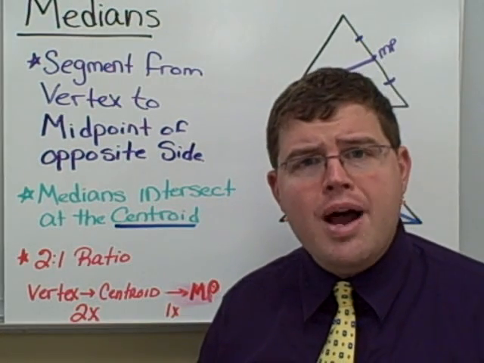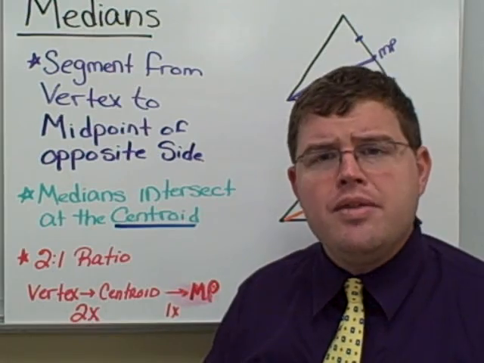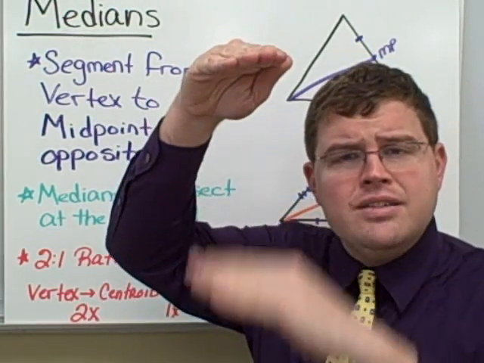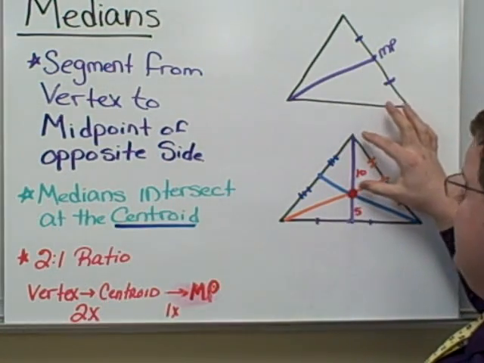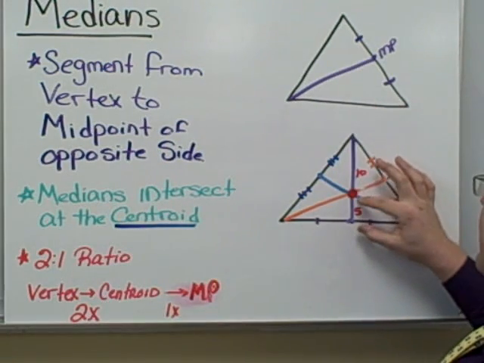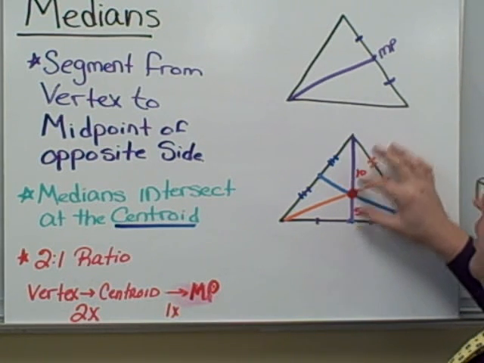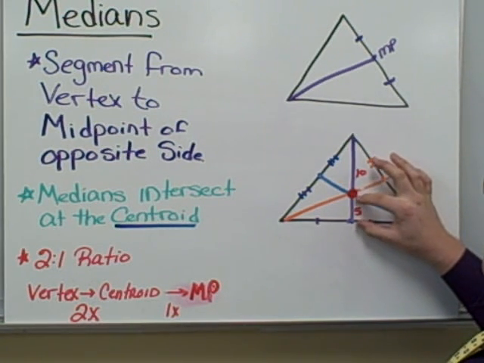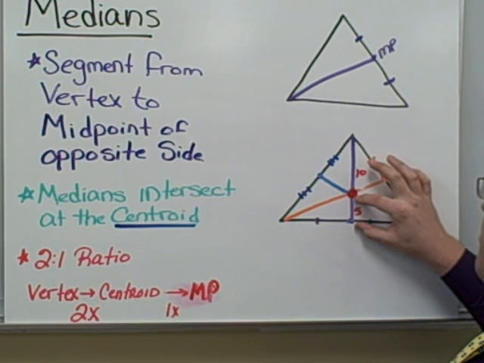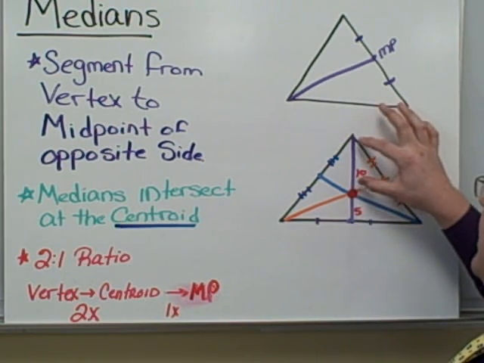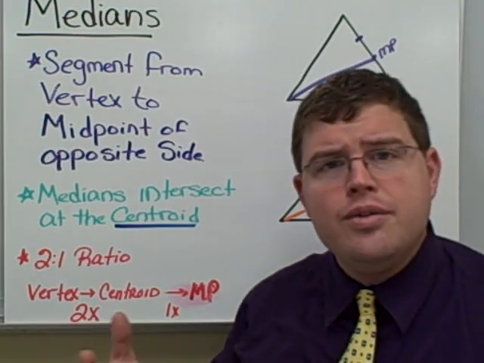The very cool property that comes with the medians is that the distance from the vertex to the centroid is twice as long as the distance from the centroid to the side of the triangle. They're in a 2-to-1 ratio. If from the centroid to the side of the triangle is 5 units, it's 10 units from the centroid to the vertex.